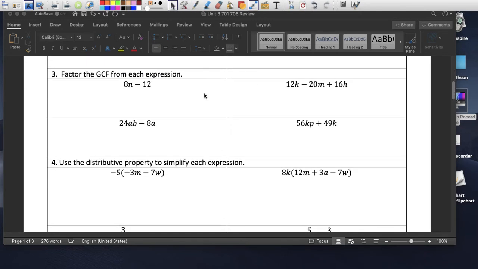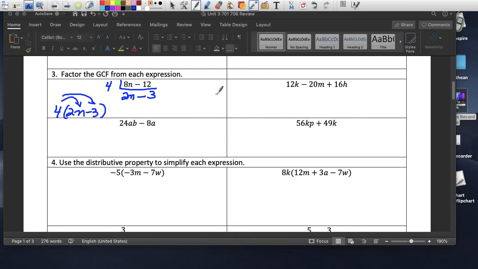Factor the GCF. So we're looking for the biggest number that goes into 4, 8, and 12. So you can use the ladder method. The biggest number is going to be 4. 4 goes into 8 2 times, or 2n, by the way. And then minus, 4 goes into 12 3 times. So our final answer is 4 times 2n minus 3. And if you distribute this properly, we get the original expression.